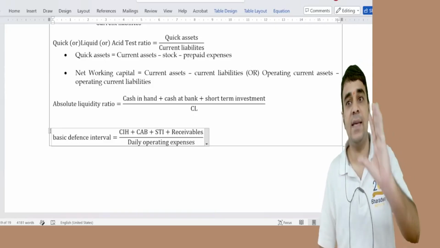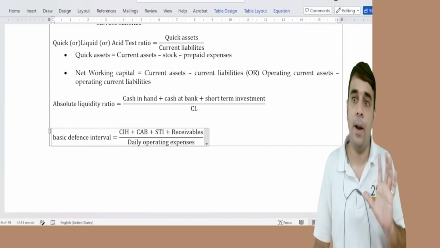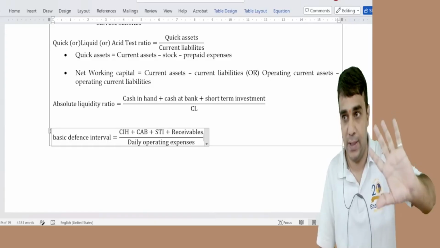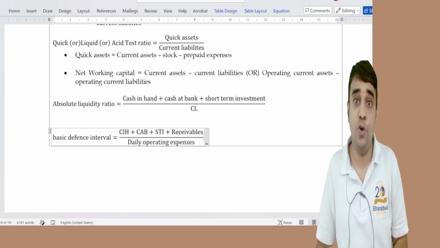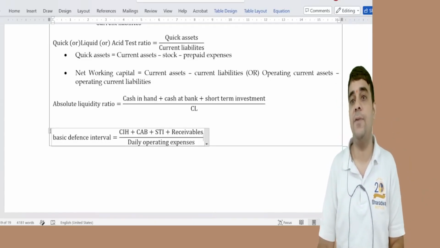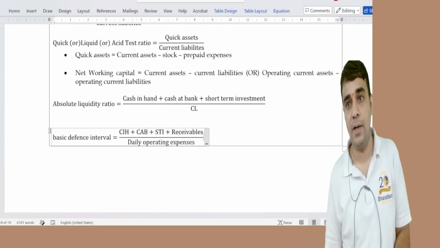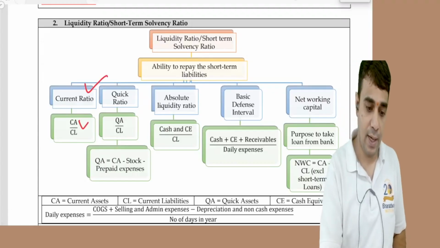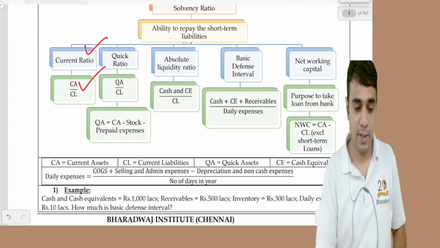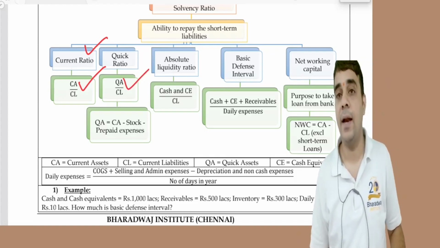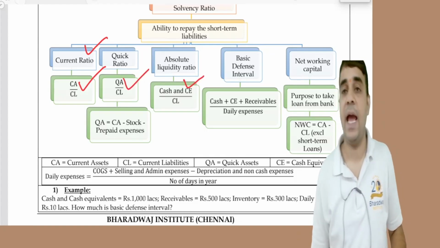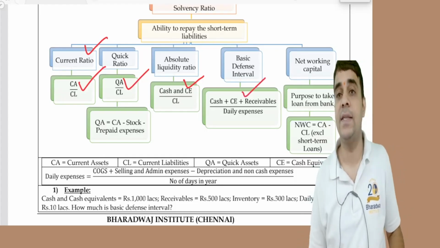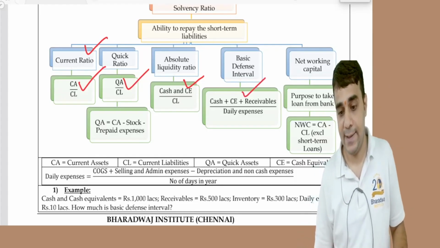10 days I can survive during the COVID time, provided no extra inflows are coming in the form of sales. Receivables have to be collected. If receivables are also not collected, then the 10-day period can further go down. Let us now understand this with the book quickly. Current ratio: current assets by current liability; quick assets by current liability; cash and cash equivalent by current liability; cash, cash equivalent, receivables by daily expenses.